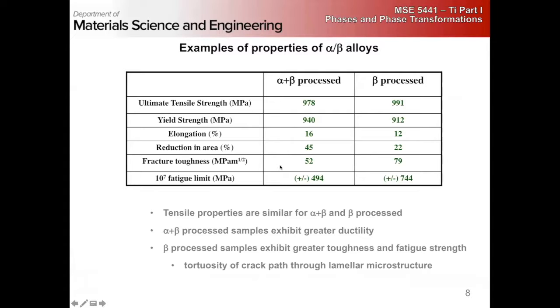Why would that be? The ductility makes sense. You've got nice grains without all these little laths and complex phases, so that makes sense. But why would the beta process grains, a colony or basket weave structure, be better? Give you better toughness.